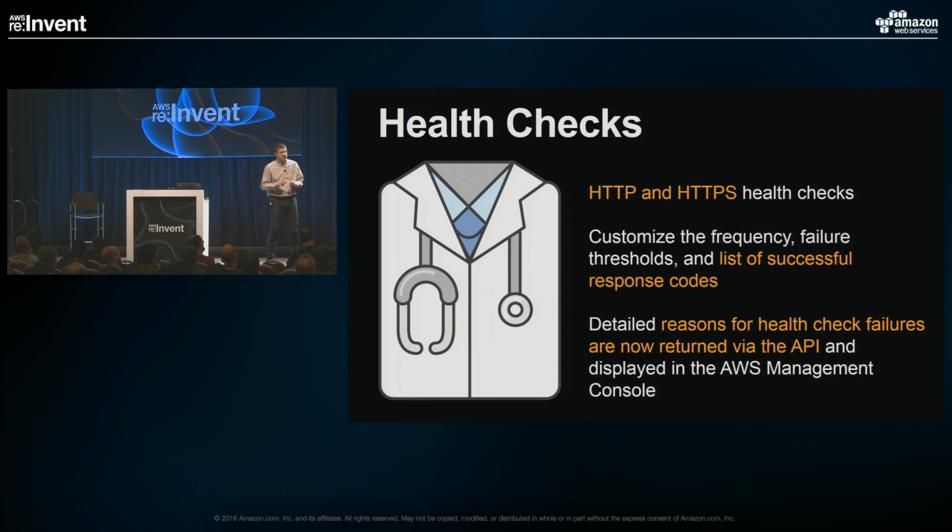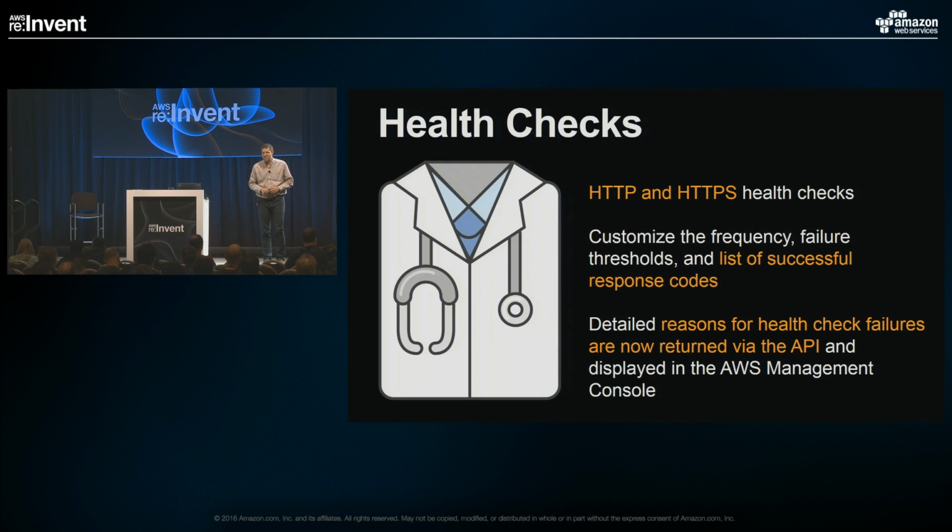Previously on classic load balancers, you had to send us a 200. If you didn't send us a 200, we considered it to be a failure. And lots of applications return 301s for health checks and other things. Now you can say to us, if I give you a response, just accept it. And the one I like the most is that detailed reasons for health checks are actually shown via the API and in the AWS Management Console.